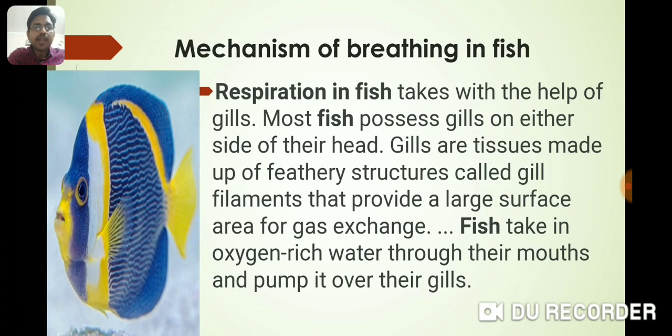What is the mechanism of breathing in fish? Respiration in fish takes place with the help of gills. Most fish possess gills on either side of their head. Gills are tissues made up of feathery structures called gill filaments that provide a large surface area for gas exchange. Fish take in oxygen-rich water through their mouths and pump it over their gills, where the dissolved oxygen in water diffuses into the capillaries present in the gills, and thus gas exchange takes place in fishes.